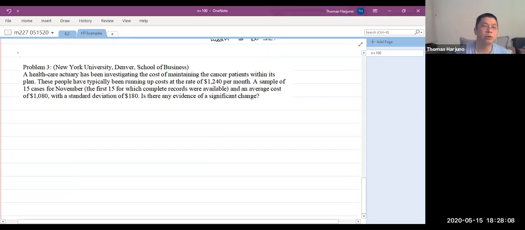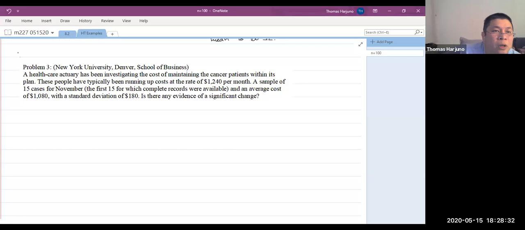Problem 3, New York University, Denver School of Business. I somehow think Denver is in Colorado. I'm not sure. Okay, a healthcare actuary has been investigating the cost of maintaining cancer patients within its plan.